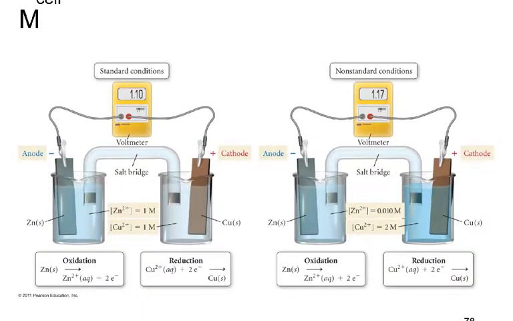So for example here, we've looked at this reaction multiple times, but if we change our concentrations, lower our zinc, so essentially we're shifting this reaction to the right, and then we increase our copper concentration, so we're also shifting this one to the right, we can increase our cell potential under non-standard conditions.